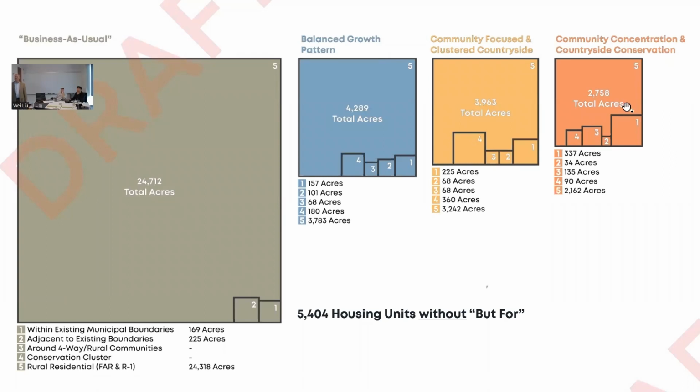Now, if you notice in the bottom left of your screen, those are where the development would occur. So the number 1 that you see in the box is related to what occurs within existing municipal boundaries. So that's the number of acres within the existing municipal boundaries where new housing would occur.